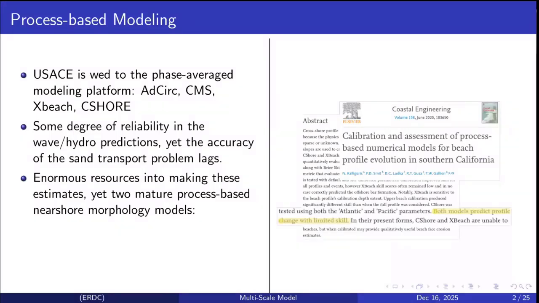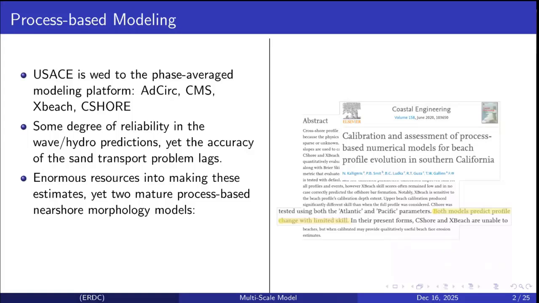That means the mean water level and the standard deviation of the excursion, so the wave height, in a statistical way. Those models would include, you know, AdCirc, STWave, the union of those two in StormSim, CMS, XBeach, SeaShore. These are all examples of the phase average modeling platform. And we do that for good reason. When it comes to the hydrodynamics, the solution to those equations is both stable and reasonably accurate.